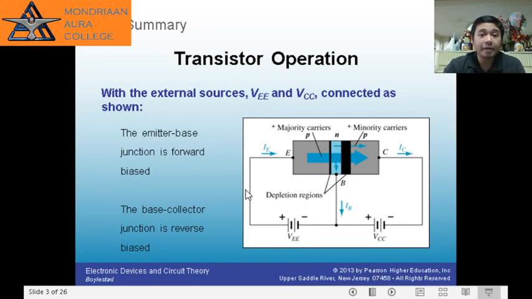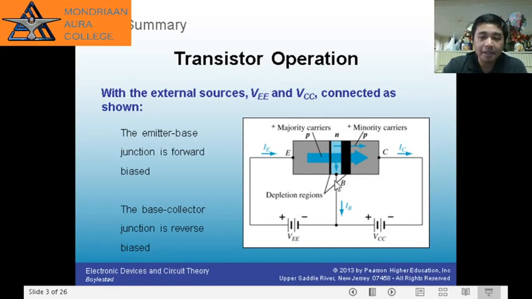Paano ba nag-ooperate ang ating BJT? Tignan natin ang loob ng isang BJT. In this example, meron tayong PNP na BJT. We have the P-type as the emitter and N-type for the base and P-type for the collector. Tignan natin yung mga kuryente na dumadaloy sa kanila.